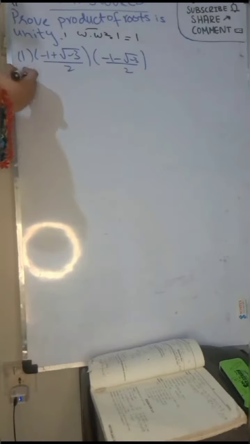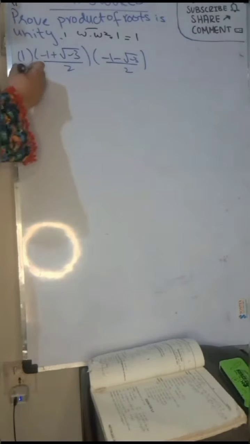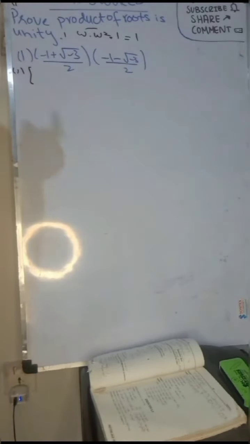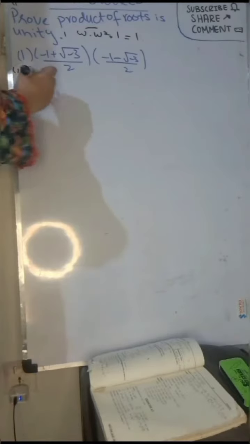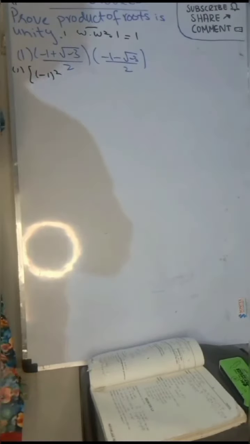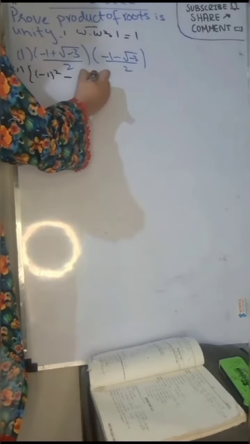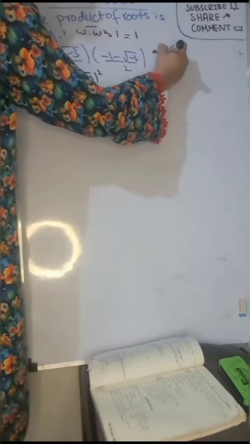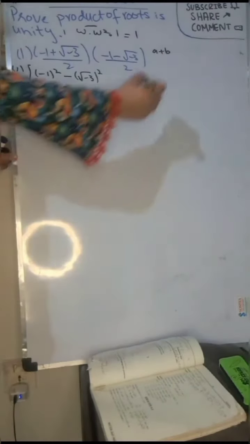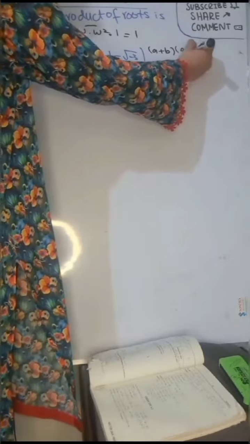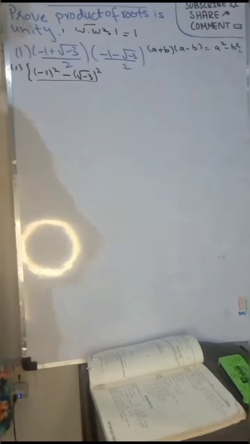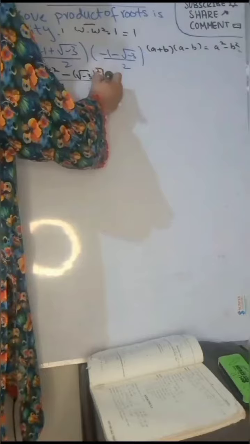So simply, 1 you can keep aside. Then you are going to multiply the other two. So simply 1 square and minus 1 square, then minus under root minus 3 square. You know how I am doing it: (a + b)(a - b). This is the formula, that (a + b)(a - b) is equal to a square minus b square. Then divided by 2 times 2, 2 square is 4.